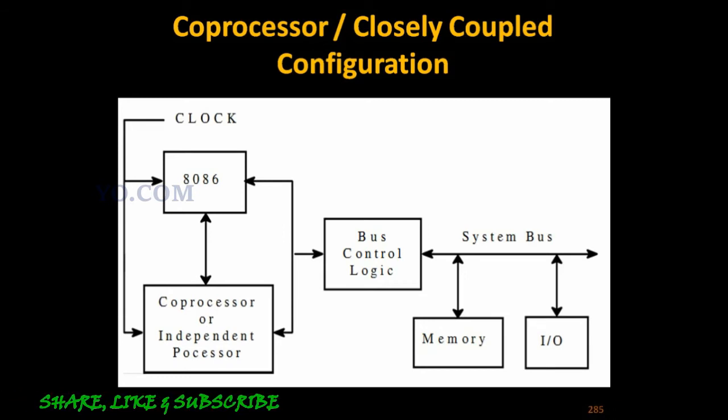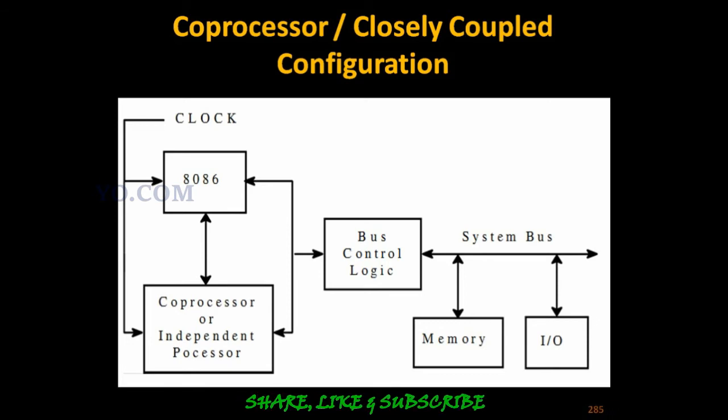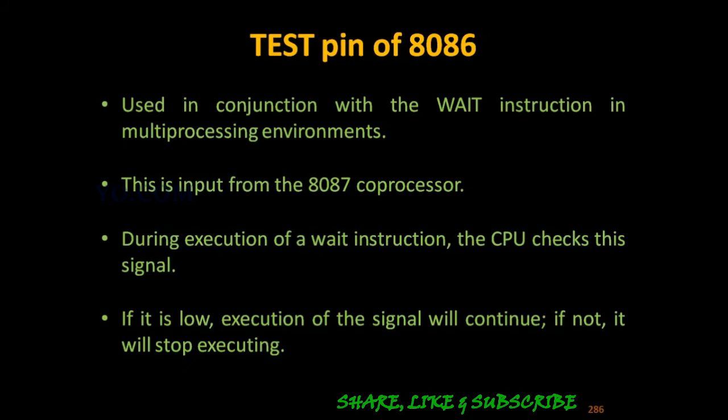So both processors share I/O, memory and bus control logic in equal manner, and they also share the clock. The common clock is applied to 8086 and the coprocessor. Then the coprocessor and 8086 communicate directly through the lines. So this is a basic block diagram of the coprocessor and closely coupled configurations.